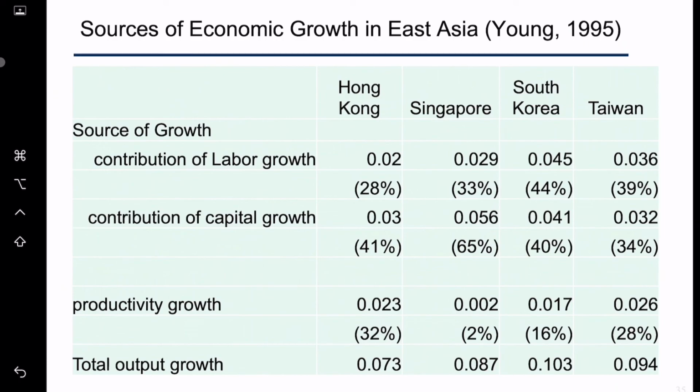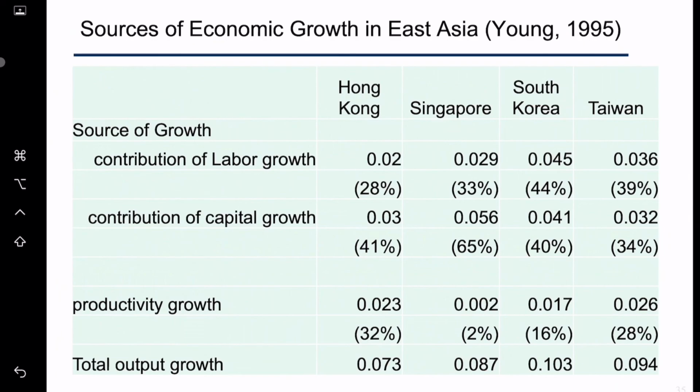So there was a big debate in the literature about what is the source of growth for Hong Kong, Singapore, South Korea, and Taiwan. It turned out that when using different approaches to address the same issue, people found that the contribution of productivity growth to output growth in these economies should be higher than suggested by Alwyn Young.